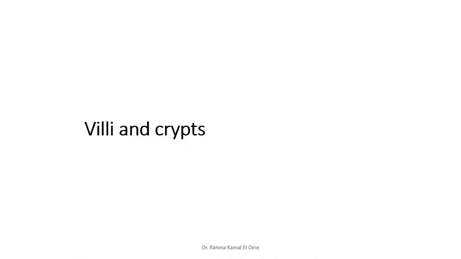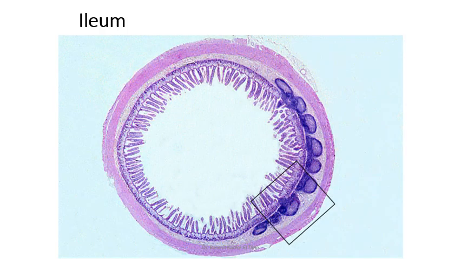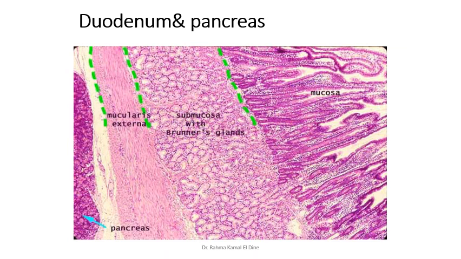If I'm having villi, it's either the ileum or the duodenum. Here are the villi and these are the crypts. On one side, which is the antimesenteric side, I can see in the submucosa lymphatic follicles, which are known as the Peyer's patches. Here at the duodenum, this is the villi and this is the crypts. In the submucosa, I'm having mucus secreting glands, which are the Brunner's glands, present in the duodenum.